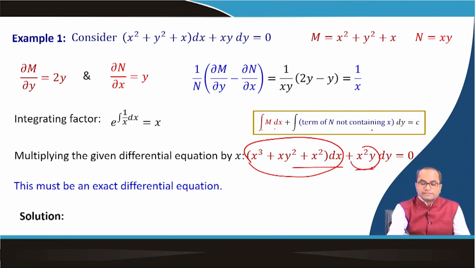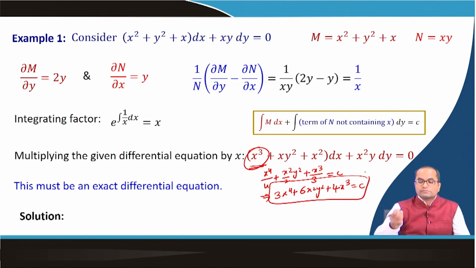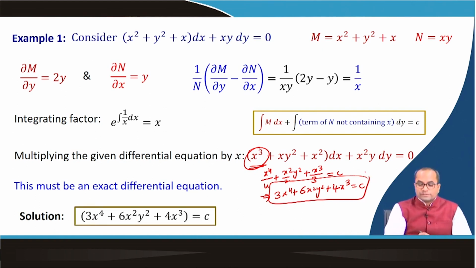So, we will just integrate this M dx, and we will get x⁴/4. Here we will get then x²/2 y², and here we will get x³/3, and here it is 0 anyway. Now, this is equal to c, so if we multiply this by 12, we will have 3x⁴, here we will have 6x²y², and here we will get 4x³ equal to some constant. So, this will be the solution of the given differential equation, which is exactly written here: 3x⁴ + 6x²y² + 4x³ = constant.